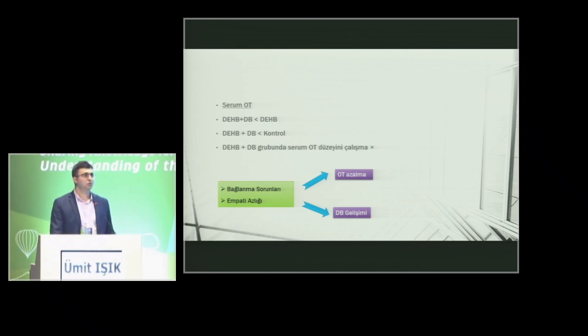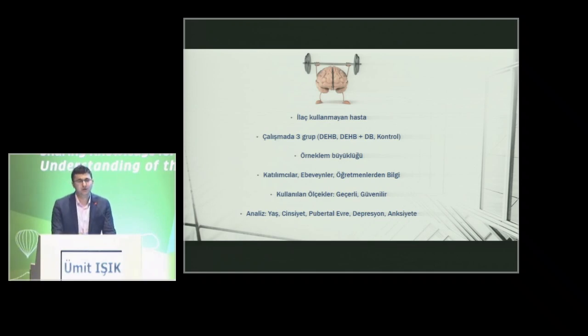In our trial, serum oxytocin levels on the behavioral disorder group compared to ADHD and the control group have been found to be lower, and it is the first example of its kind. Dependency problems and empathy decrease can be caused by oxytocin levels, or it can be the reason for oxytocin levels. Dependency and empathy related problems can increase behavioral disorders, and they can take their roots from oxytocin levels.